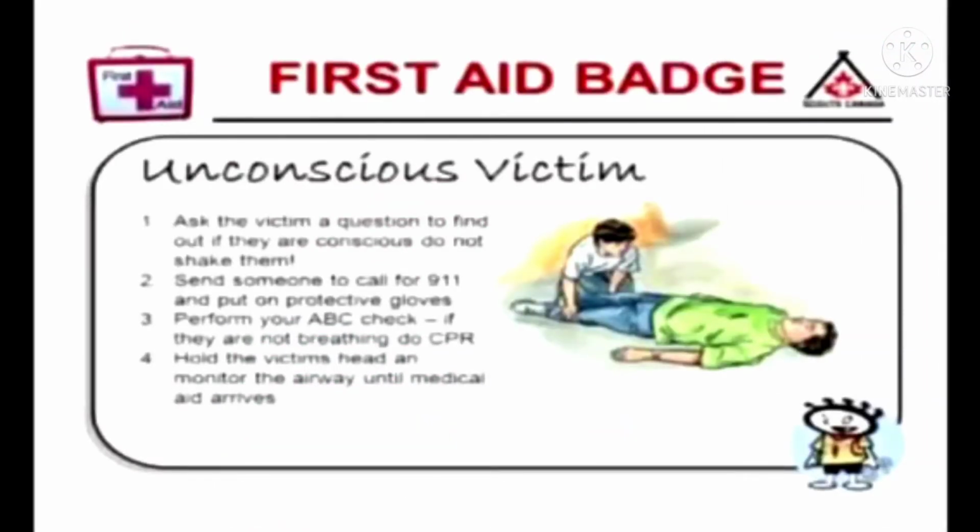Unconscious victim. When you encounter an unconscious victim, do this. Number 1 is ask the victim a question to find out if they are conscious. Do not shake them. Number 2, send someone to call for 911 and put on protective gloves. 3, perform your ABC check. If they are not breathing, do CPR. Number 4, hold the victim's head and monitor the airway until medical aid arrives.